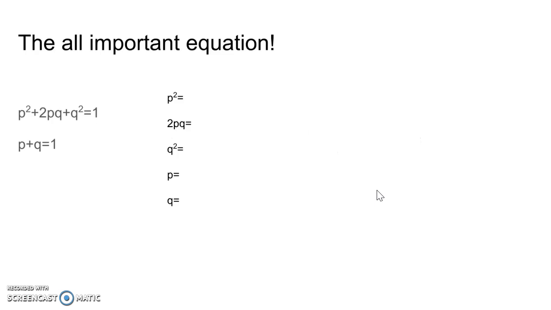All right, so of course, there's the important equation: p squared plus 2pq plus q squared equals 1. And then, of course, p plus q equals 1. All of these equations and these different terms, you should know what they mean. It's really important, so I would pause right now and see what you remember.